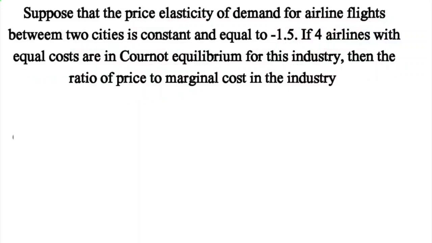We are being told that elasticity of demand is equal to minus 1.5, which is constant. So we have a rectangular hyperbolic demand function with constant elasticity, and the number of firms in the Cournot industry is 4. We are also being told that we have equal costs. That means marginal costs are the same for each firm in the industry.